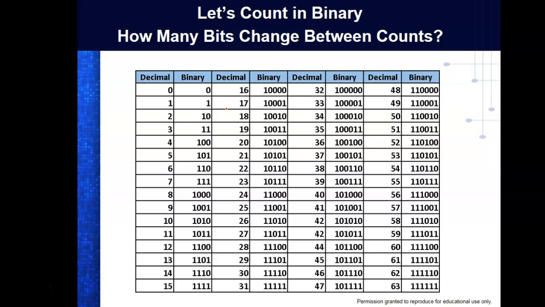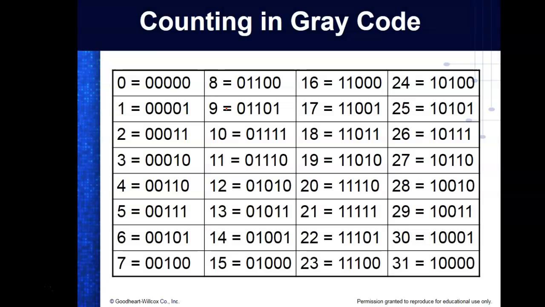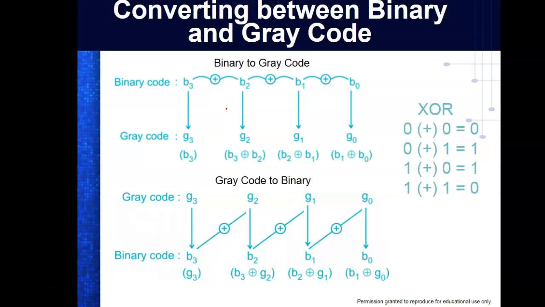So odds are you'll have to look it up in a chart. It's not as easy as BCD. So this is gray code. This is what you do. See, I don't need to know that.